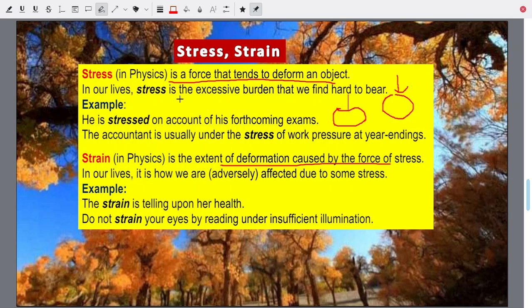In our lives, stress is the excessive burden that we find it hard to bear. He is stressed on account of his forthcoming exams. The accountant is usually under the stress of work pressure at year endings.